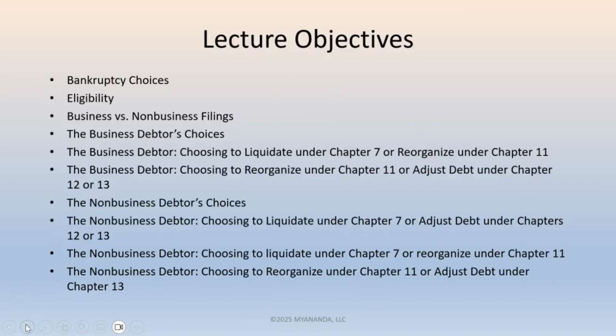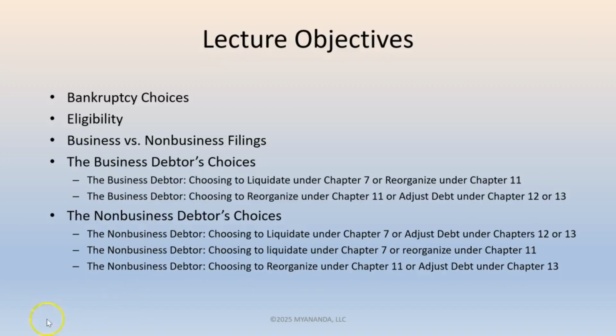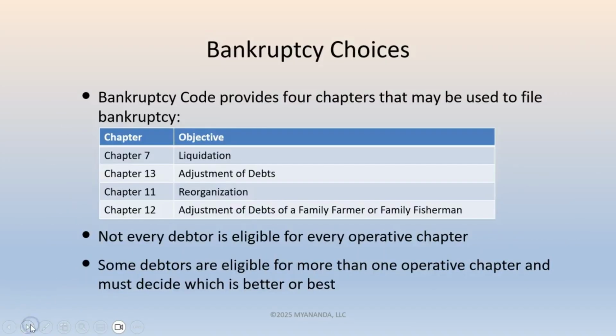So we'll look at the bankruptcy choices overall, eligibility issues overall, business versus non-business, and then we'll look at some business debtors' choices and non-business debtors' choices, and that'll be where we end up going. I fixed up that slide a little bit so it had its proper formatting. Okay, off we go. Back to the next slide.